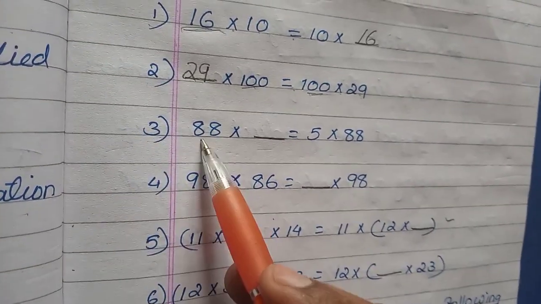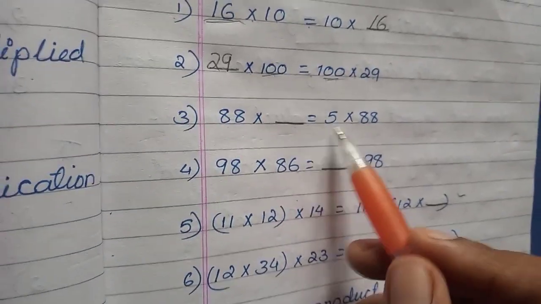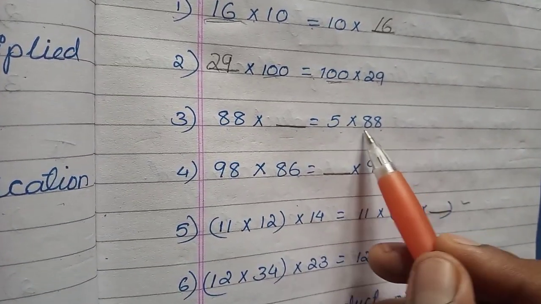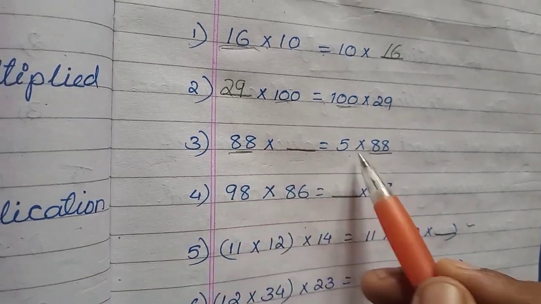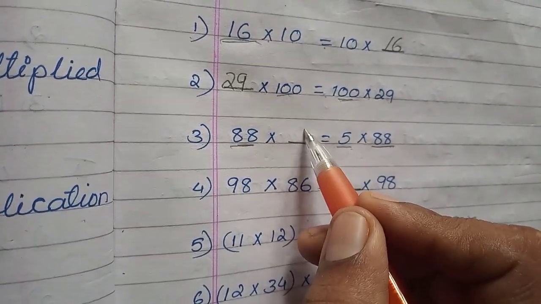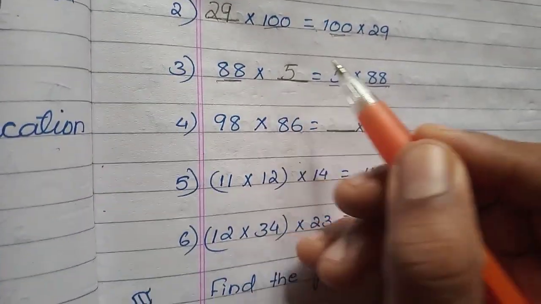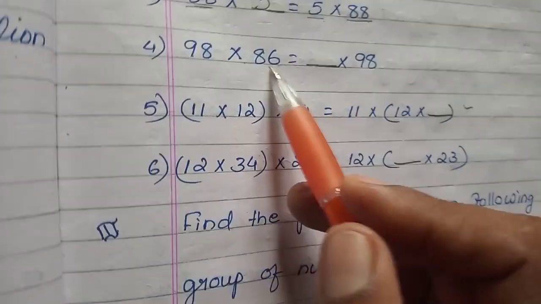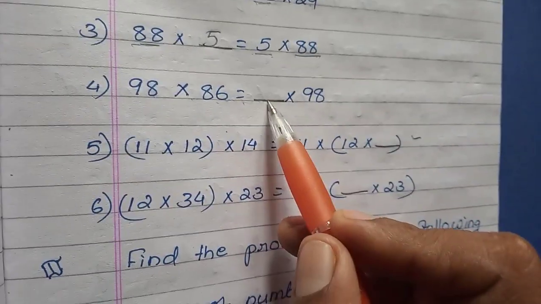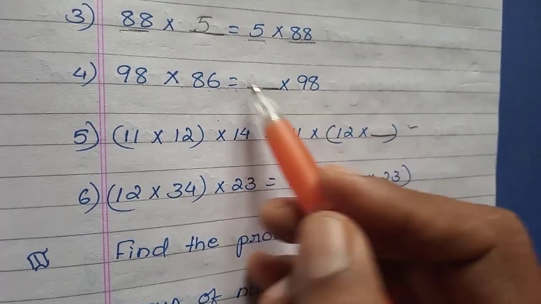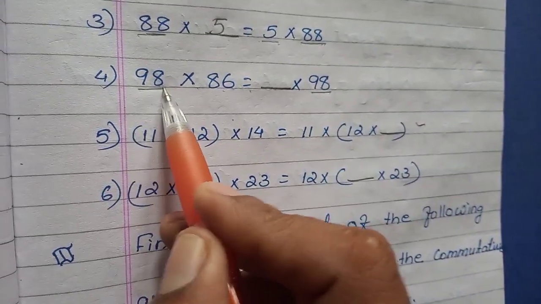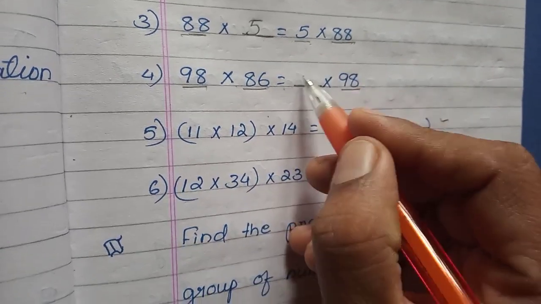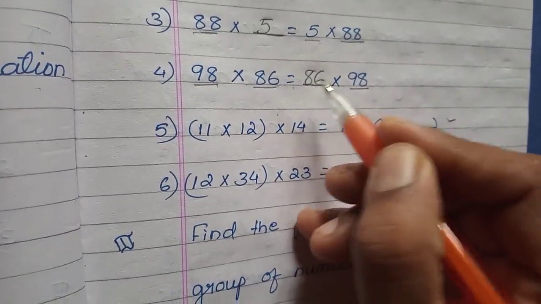Question number 3. 88 into dash is equal to 5 into 88. 88, here also 88, here 5, here also 5. Question number 4. 98 into 86 is equal to dash into 98. 98, 98, here 86, here also 86.